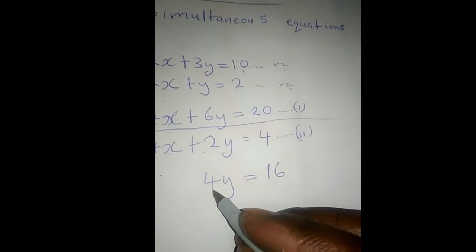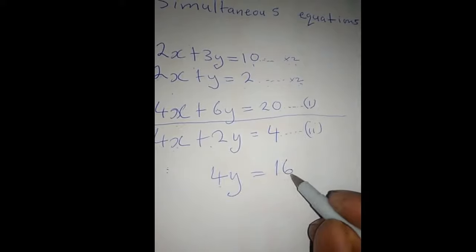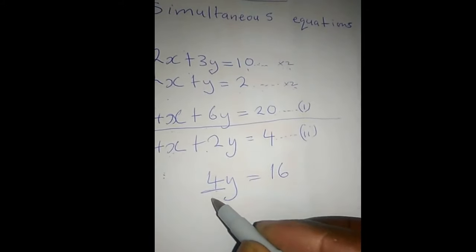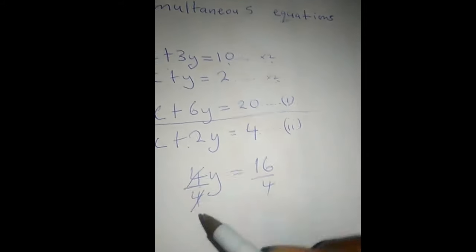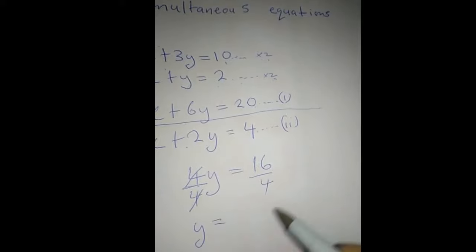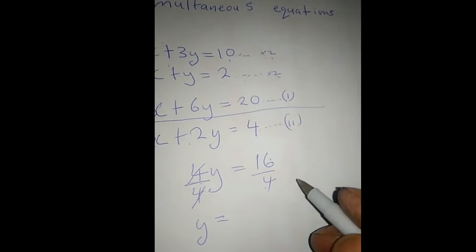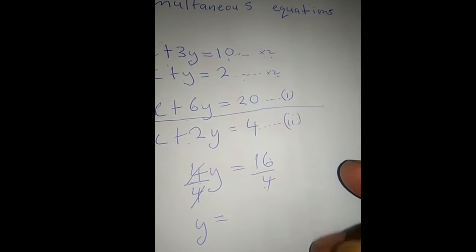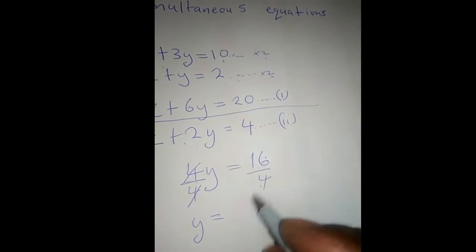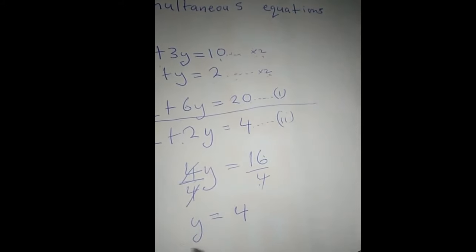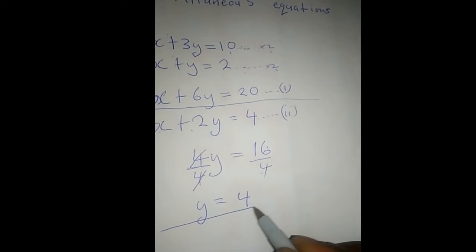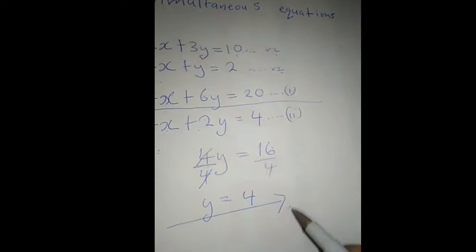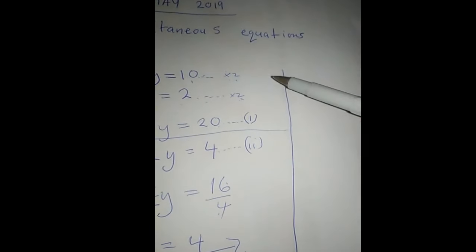So we want to find the value of y. I divide both sides by 4. 4 into 4 will remain with y. 4 into 16, that's 4: 4, 8, 12, 16. That's 4. So basically, we now have the value of y. So y is 4.